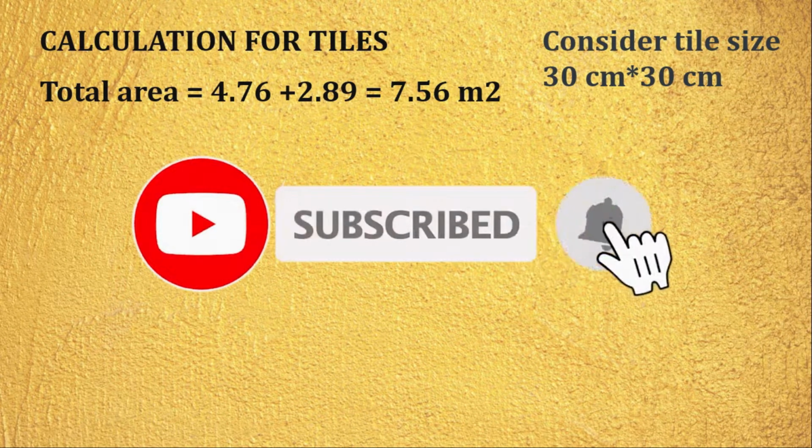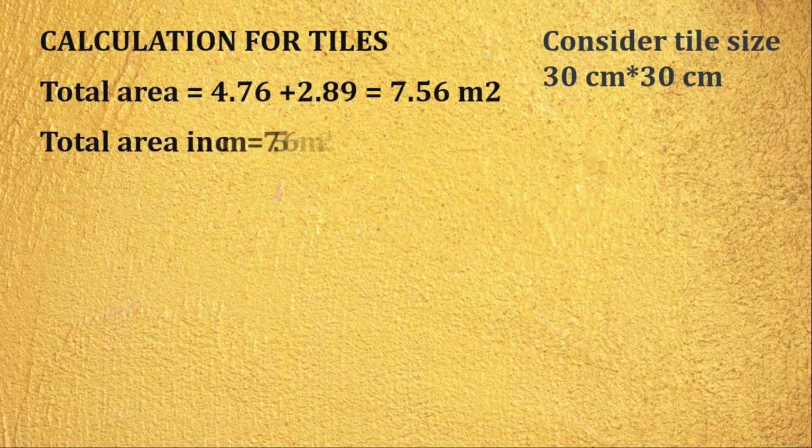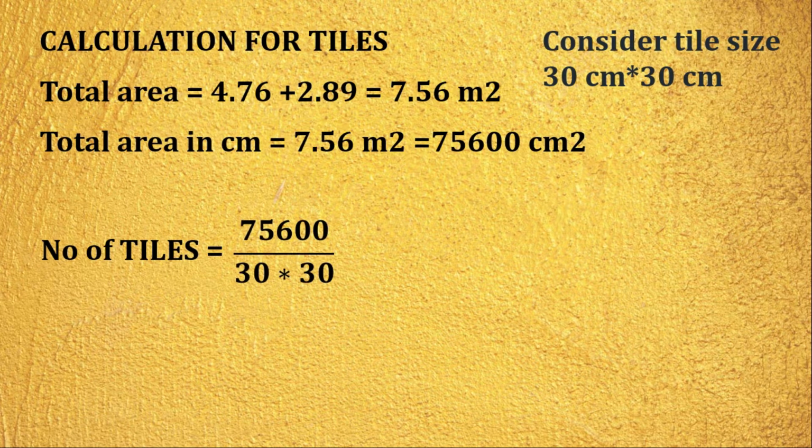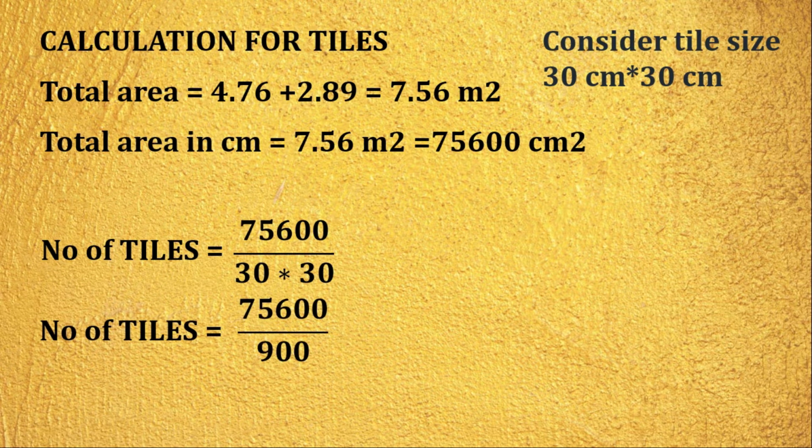We have the dimensions of the tiles in centimeter, so we will convert that area into centimeter, or you can also convert the dimensions of the tiles into meter. So after conversion the area that we are getting is 75600 centimeter square. If we divide the total area by the area of one tile, you can easily figure out the number of tiles required. So 75600 divided by 30 centimeter by 30 centimeter, which is equal to 75600 divided by 900.